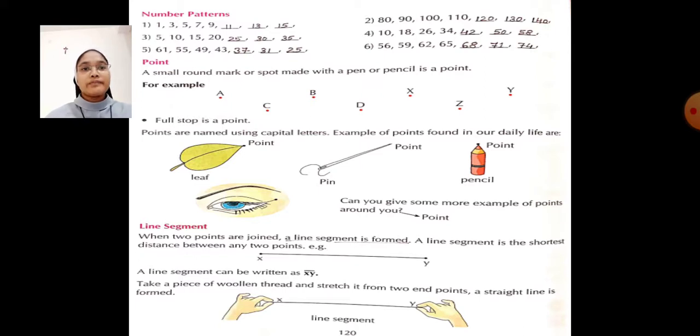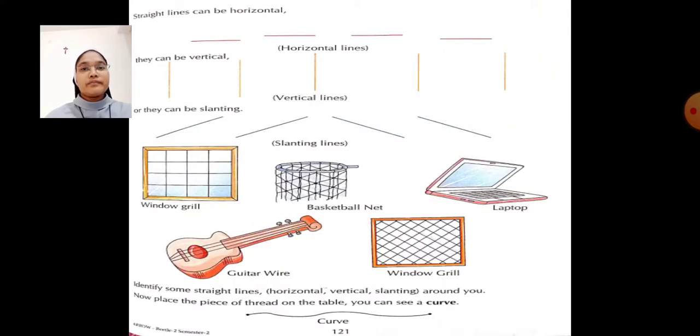Okay. Next you see, a straight line can be horizontal. You can remember it as a sleeping line also. It will be easy for you if you remember a sleeping line is a horizontal line. So a straight line can be horizontal. A sleeping line is called a horizontal line.